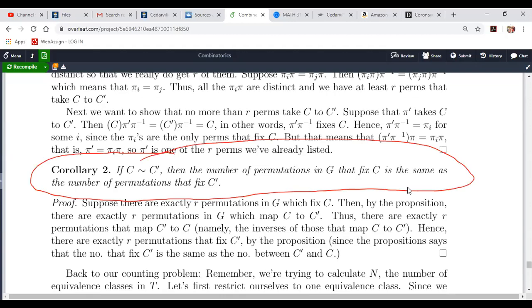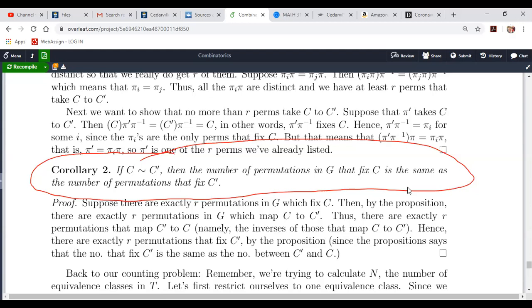Okay, what does it mean? Again, we know that if we have R things fixing a coloring, then there have to be R things moving us from that coloring to any other coloring that it's equivalent to. But now let's start with C and C prime, whether they happen to be equivalent.